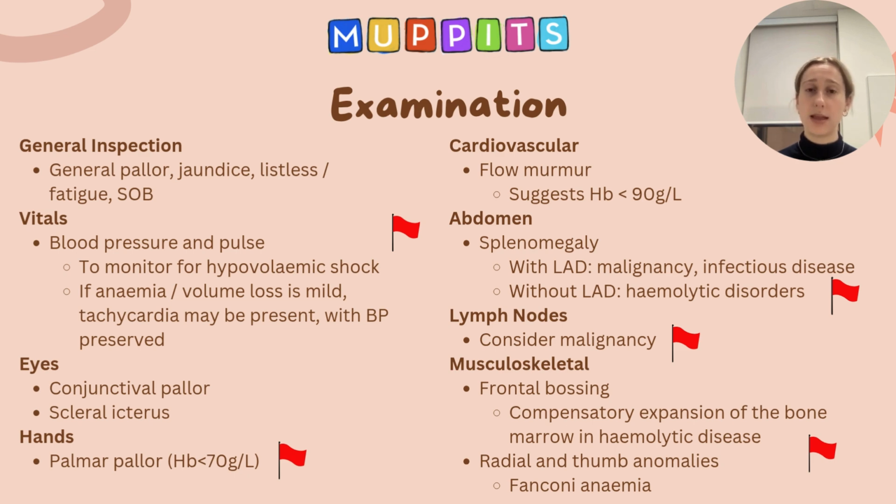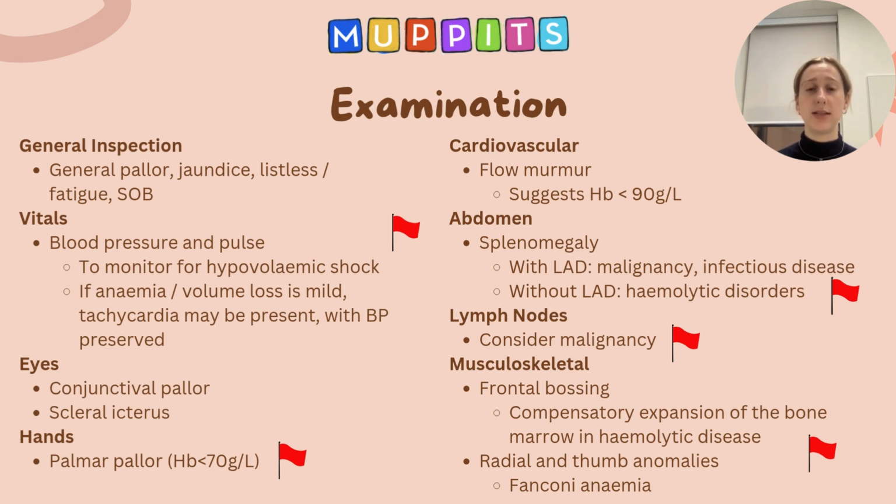They could be short of breath, so you might note some respiratory distress, use of accessory respiratory muscles in younger children, for example. Vital signs are really important, particularly in cases of acute blood loss, and blood pressure and pulse are going to be key for this. And if the anemia or volume loss is mild, tachycardia may be present, but blood pressure is going to be preserved until there's severe volume loss most often.